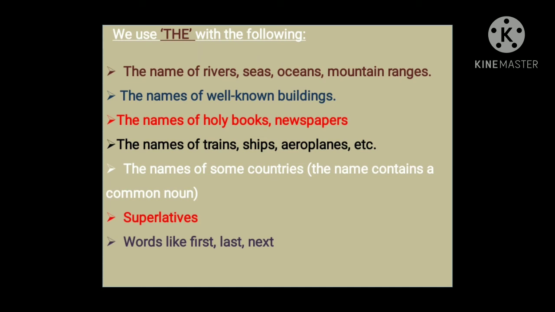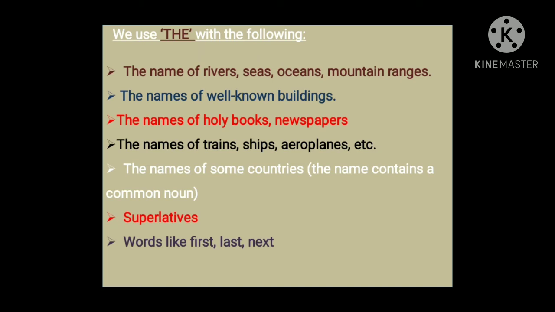The names of some countries where the name contains a common noun. This is very important: we never say the India or the Shweta. We always say Shweta alone. We do not use the in front of proper nouns. We only use the in names of some countries where a common noun is already there. For example, the USA or the United States of America. United States contains a common noun, that's why we use the. The United Kingdom, the UK. Kingdom is a common noun, that's why we are writing the. We never say the Pakistan or the China. So always keep this in mind. This is the common error which people make when they are learning articles.